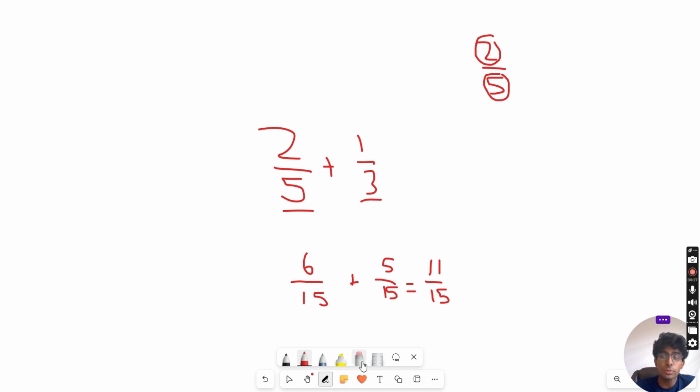Same thing works if you are subtracting fractions. Just for the sake of time, let's say I change this to a minus sign. Now here, it's the same conversions because it's the same problem. I just changed the sign. So again, the denominator is staying the same, but this time for the numerators, you're going to be subtracting the two numerators. So 6 minus 5 gives us 1. So 1 over 15, that would be the answer for the subtraction problem.